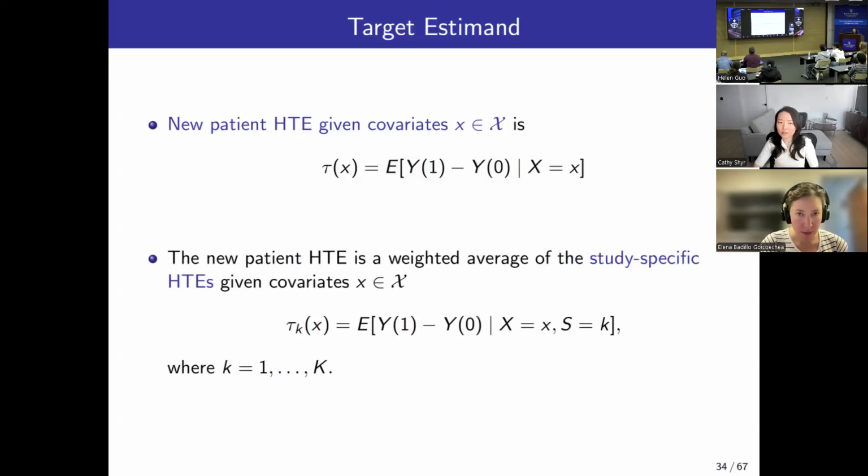So our target estimate is the new patient HTE and is denoted by tau of x. This is looking at the mean difference in the potential outcomes conditional on x. The new patient HTE is a weighted average of the study-specific HTEs given covariates little x, and the study-specific HTEs are denoted by tau_k of x. This is essentially the same as before, but now we're conditioning on the study label S equals k.